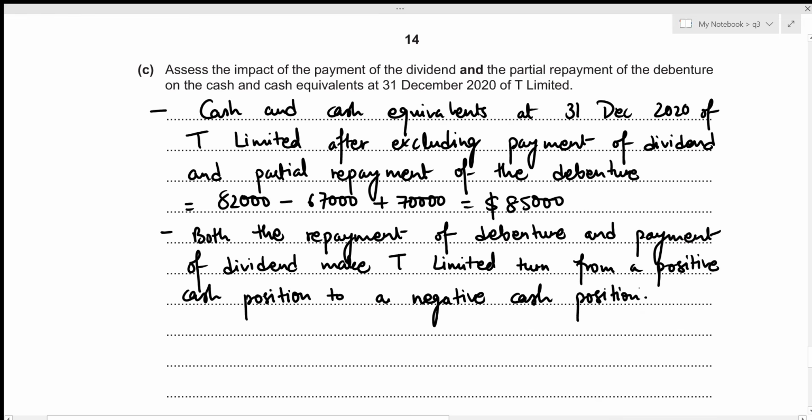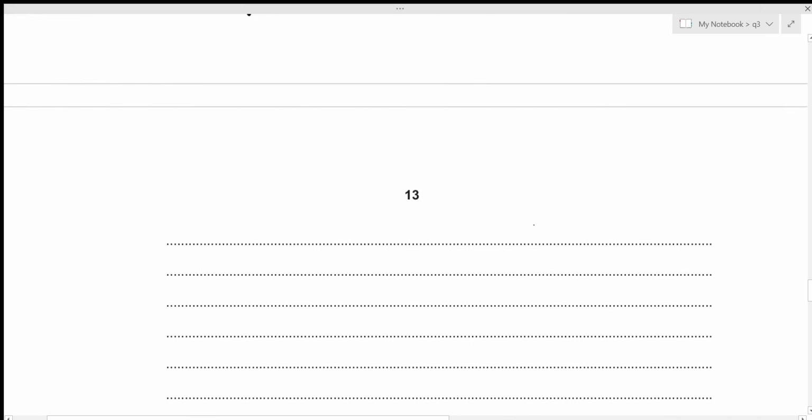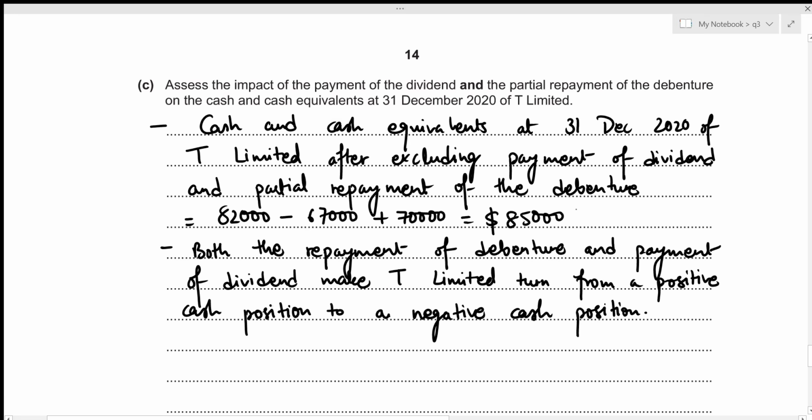Now let's look at the amount of dividend and debenture. We can see that dividend payment requires 96,000, whereas repayment of debenture requires 80,000, and we know that we have a positive cash balance of 85,000 excluding these two, and 85,000 can definitely sustain the repayment of debenture of 80,000 but cannot sustain the dividend payment of 96,000, right? So what we can say is that T Limited will still have a positive cash position if only debenture but not dividend is paid. Let's write it down.